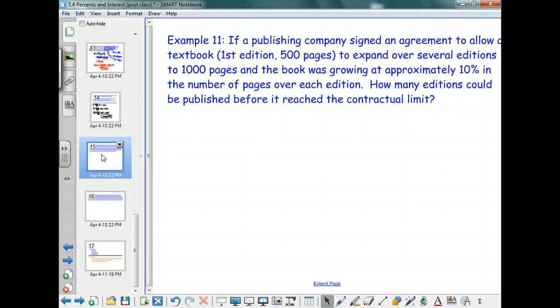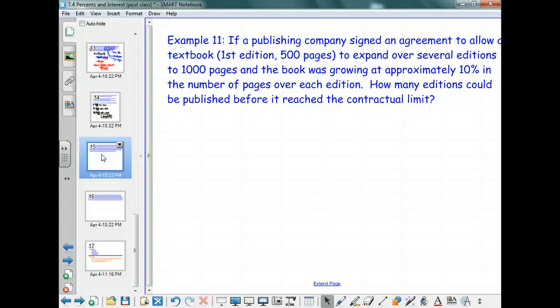And we're going to do another problem that doesn't look exactly like interest, but I throw it in here because I want you to understand that it works the same way as the problems we're looking at that do actually have physically interest involved. All right, if a publishing company signed an agreement to allow a textbook, first edition 500 pages, to expand over several editions to 1,000 pages.